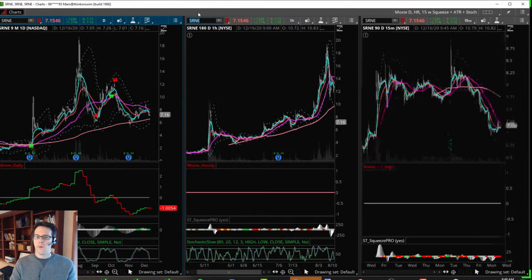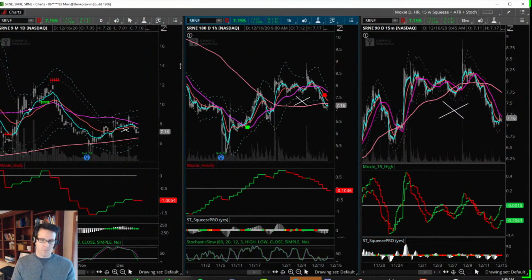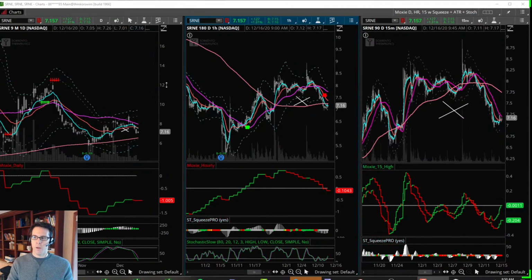All right, SRNE. Nope, nothing there. Gonna have to wait on this one. You can see price continues to get rejected by the daily 50, and it got underneath the 15-minute 50. It's still underneath the 15-minute 50. The Moxie indicator's there, and I see nothing on the hourly chart. So it might come around at some point, but for right now, I just don't see anything. So keep it on your watch list. Wait for something to shape up again, but yeah, nothing going on with that one.